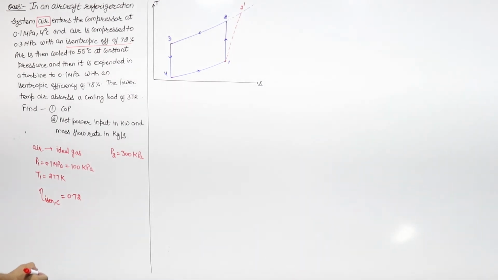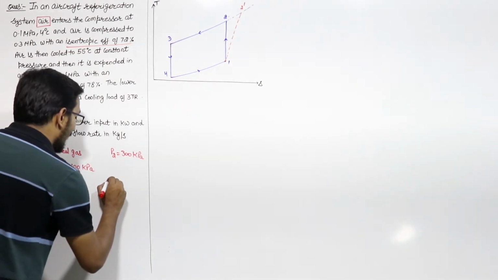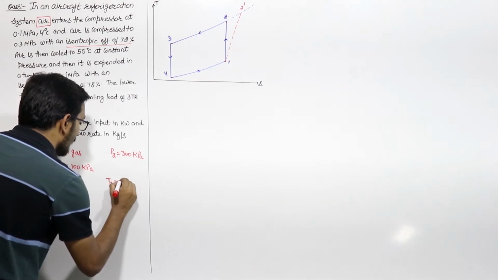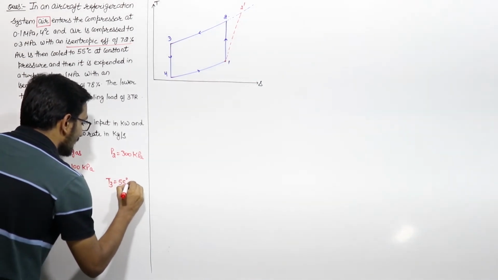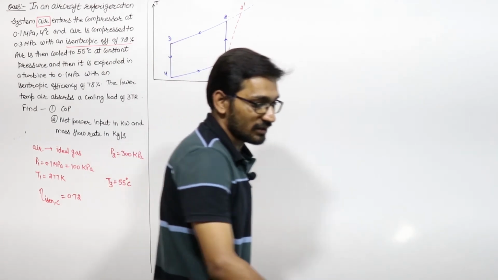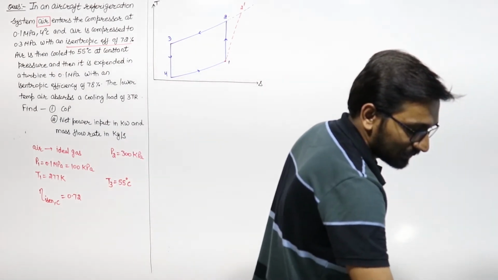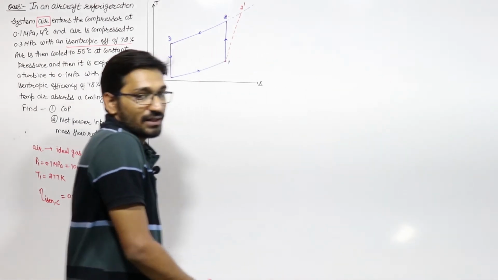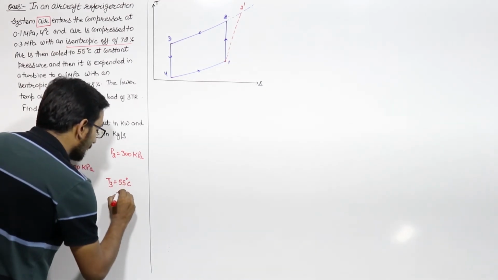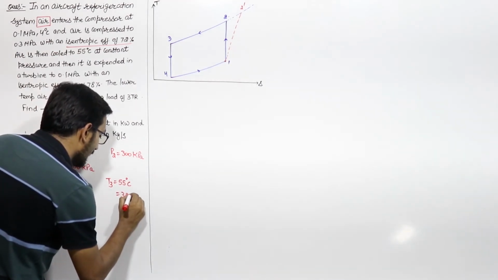Air is then cooled to 55 degrees Celsius, that means T3 is given as 55 degrees Celsius, right? So if I convert it, it will be 328 Kelvin. 328 Kelvin.